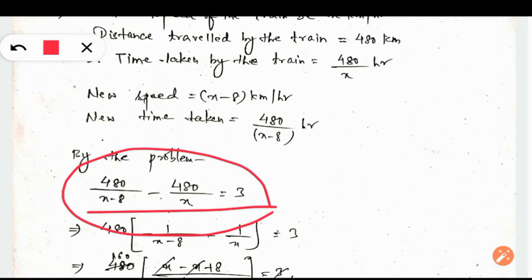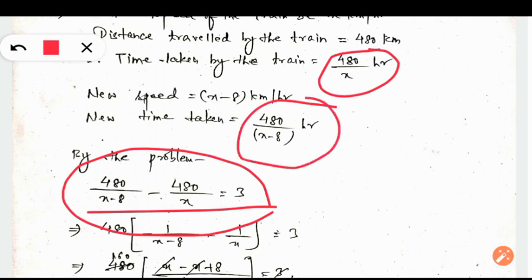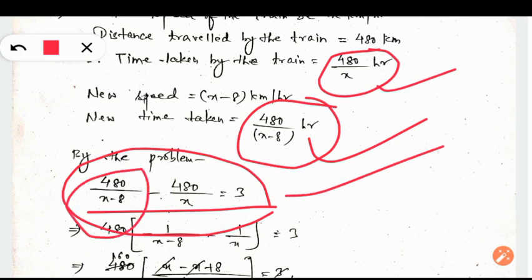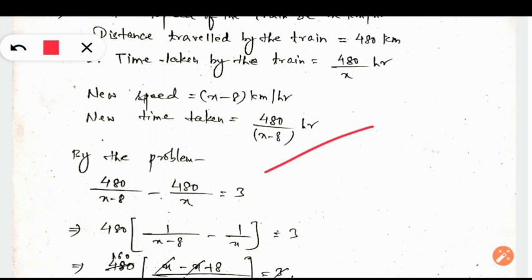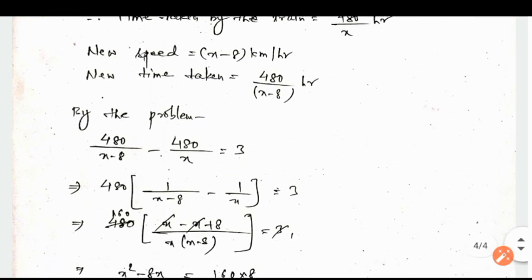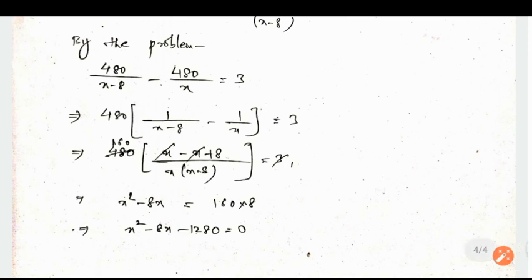Now how do we subtract? Tell me. We subtract the smaller one from the larger one, right? In these two terms, which one is greater? If the denominator gets reduced, that means this one is greater. So greater minus smaller, remember this. This one is greater. So greater minus smaller is 3. The difference between the two times taken is 3. That is why by the problem we have this equation.